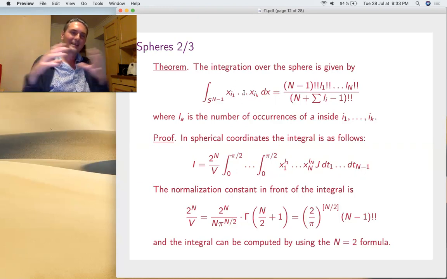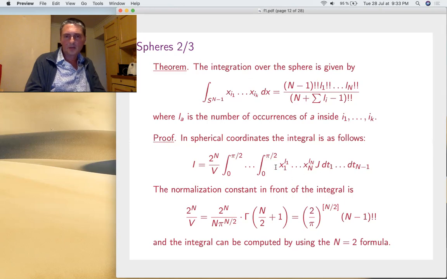This thing, if you collapse its powers of each x_a to the l_a, is a product of things like this. So these are the exponents. So how to prove this? Or how to compute this? I mean, if you don't know the answer, of course. So how to compute this kind of guy? Well, you use spherical coordinates, right?